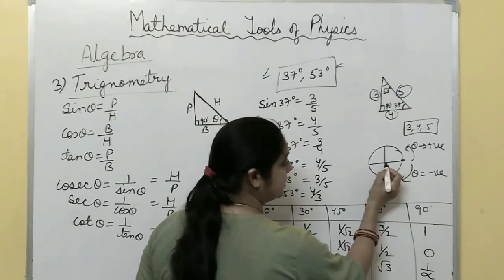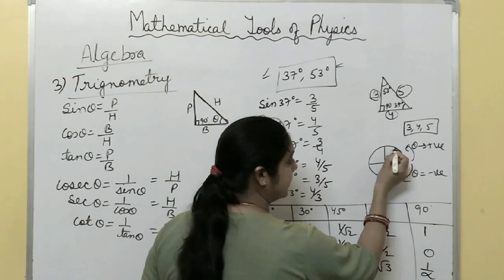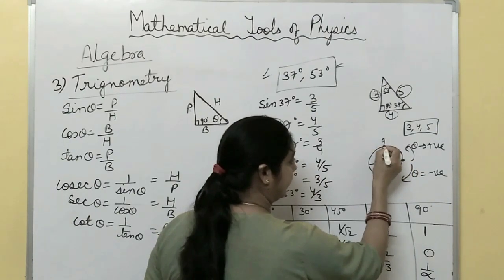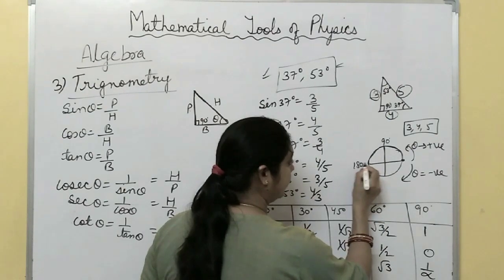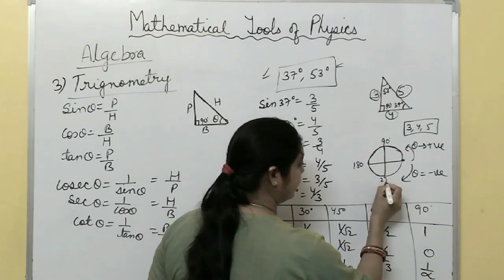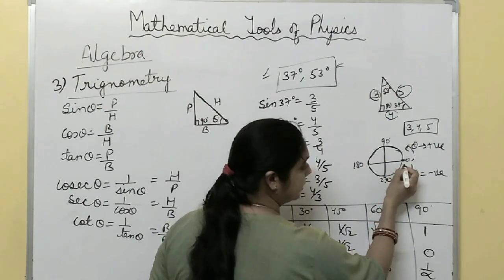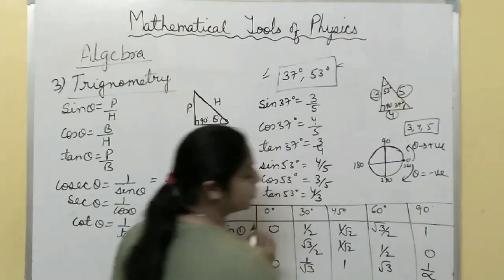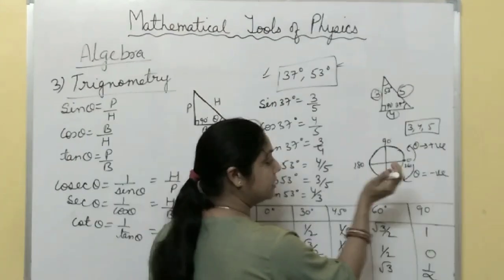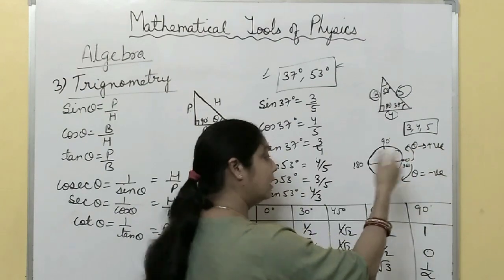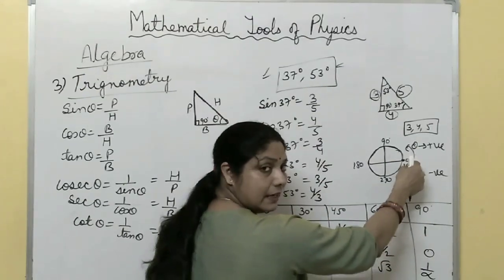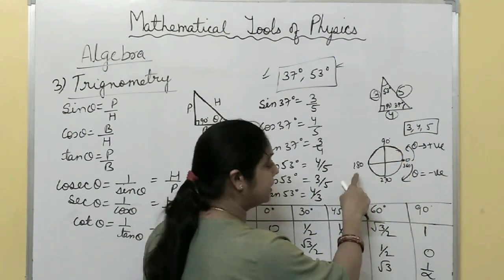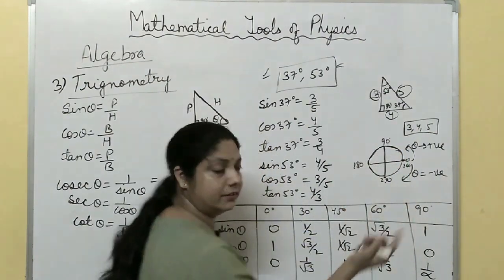So starting from this 0, you move in anti-clockwise direction, this becomes 90 degree. Then you reach here, this becomes 180 degree. Then this becomes 270 degree. Again you return to the original position. That is 360 degree. So 0 is along towards the right side and 180 degrees towards the left side. So if you know 0 degree values of all sine, cos, tan, you can easily find 180 degree, just with a negative sign.